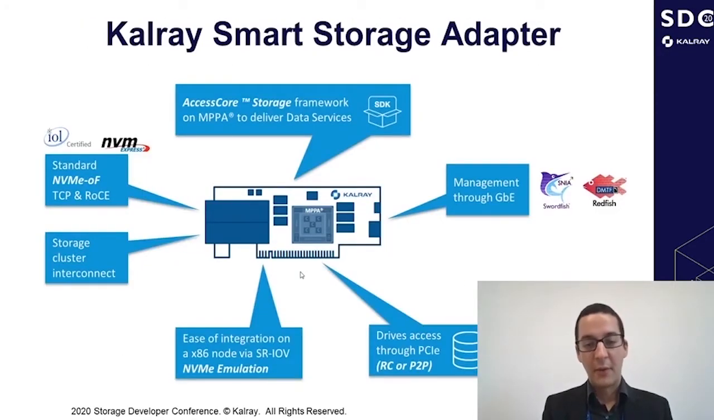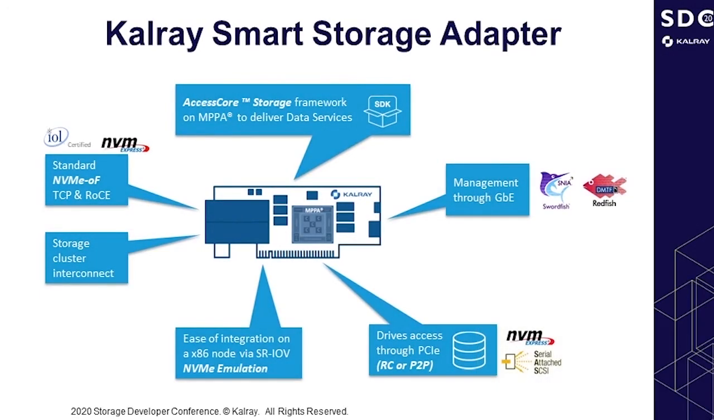So our card, K200, can be seen also as a smart storage adapter because it can serve many purposes. In our case, what's interesting for the storage diode is that it's an NVMe-oF solution. It can also be an NVMe solution. So it means we offload inside the MPPA clusters the network stacks such as TCP and RoCE. The NVMe drives will be connected by PCI. So basically it will be U.2 drives in a JBOF or FBOF, as our card acts as a PCI root complex, sorry.